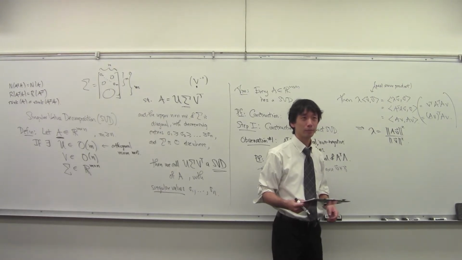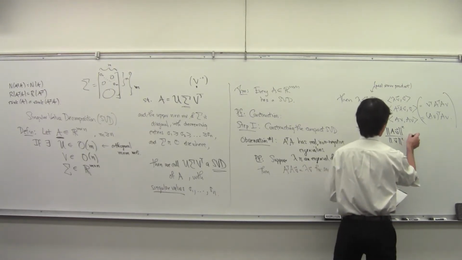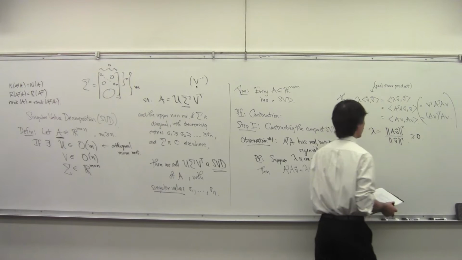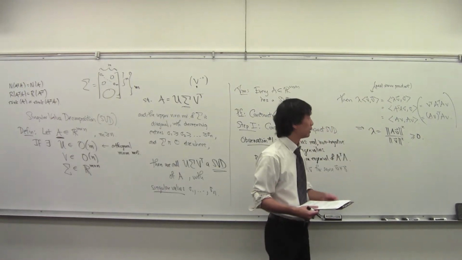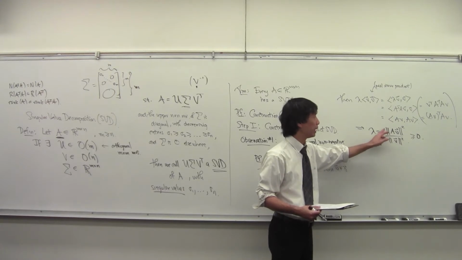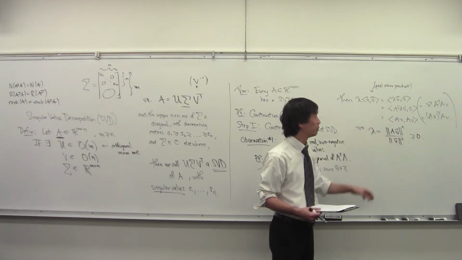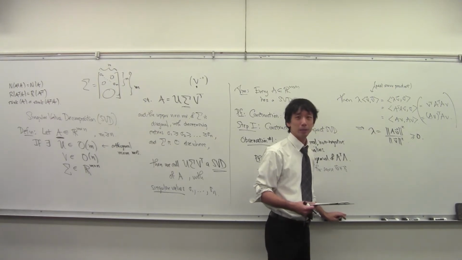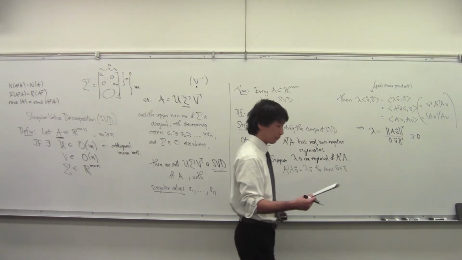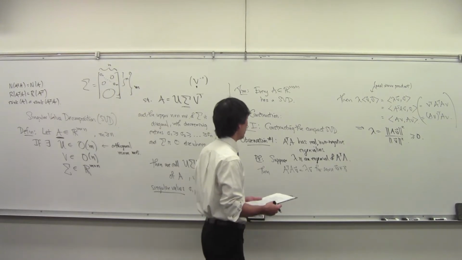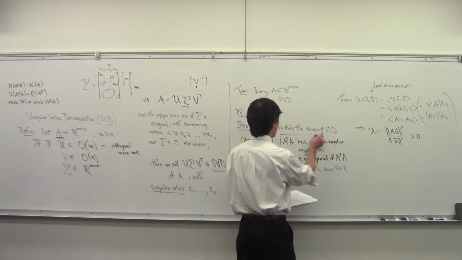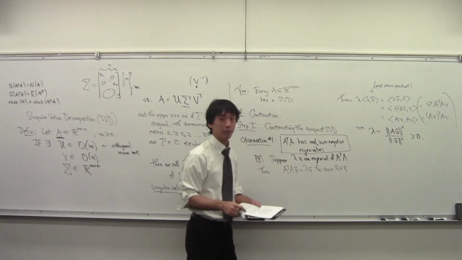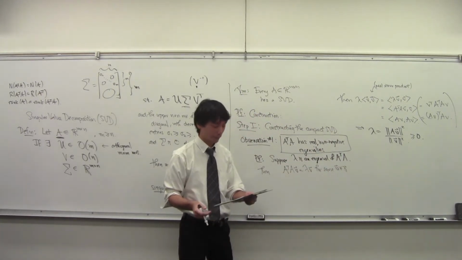Okay, well, that's positive, right? It's not negative. These are real numbers, the bottom is not zero, and the top is bigger than or equal to 0. So you get that A^T A has real non-negative eigenvalues.